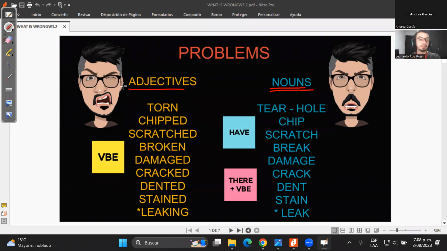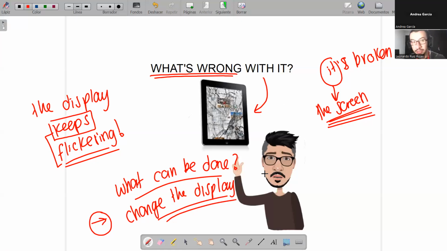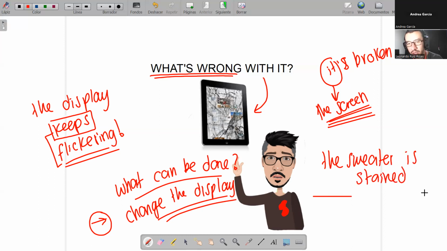For example, here, I was drinking wine and I spilled the wine. I spilled the wine on my sweater. Now, there is a problem. The problem is that the sweater is stained, right? Do you know what is the meaning of stained, Andre? Maybe manchado. Manchado, very good. So I am saying that the sweater is stained.